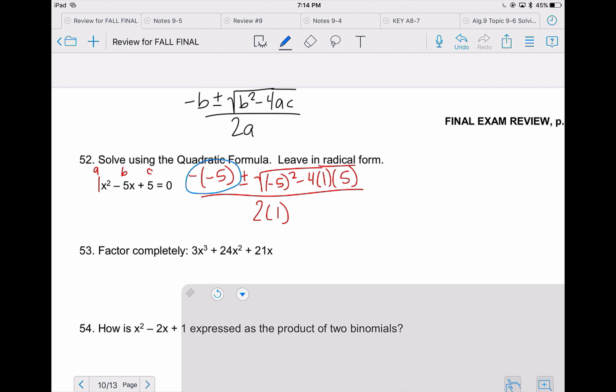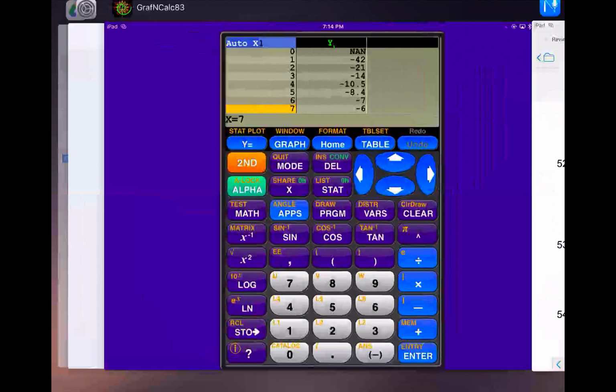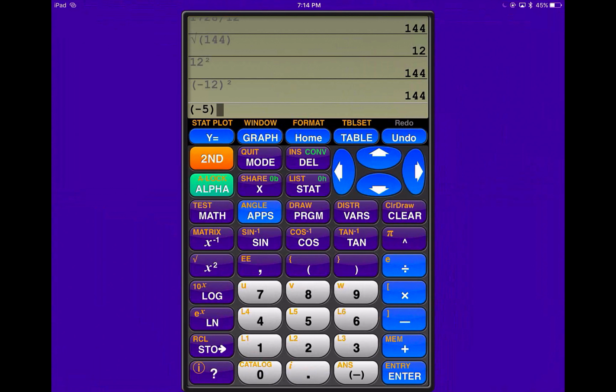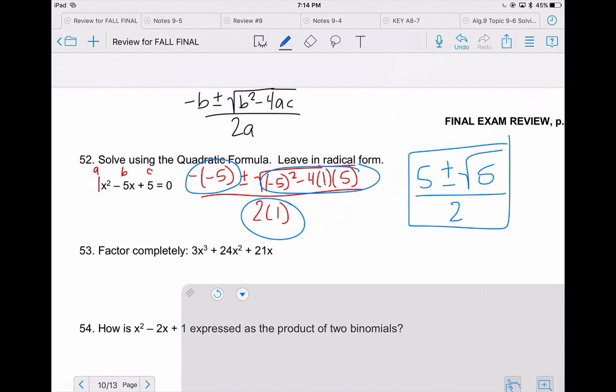So I'm just going to simplify. Out in front, negative, negative is a positive. On the bottom, 2 times 1 is 2. And in the square root, I'm going to type that in exactly like I see it. Negative 5 squared minus 4 times 1 times 5 is 5. So under the radical is 5. And all I've done is reduce. I don't do anything crazy. I don't change anything.